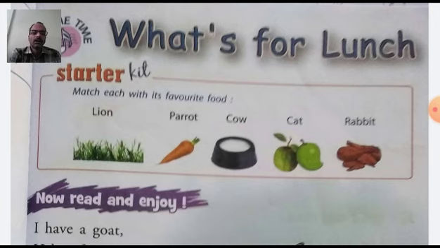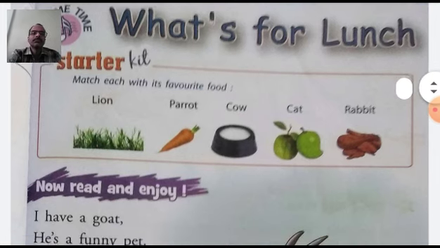Next animal is cow. Cow's favorite food is grass. Next animal is cat. Cat likes to drink milk. And lastly you have rabbit. Rabbit's favorite food is carrot.